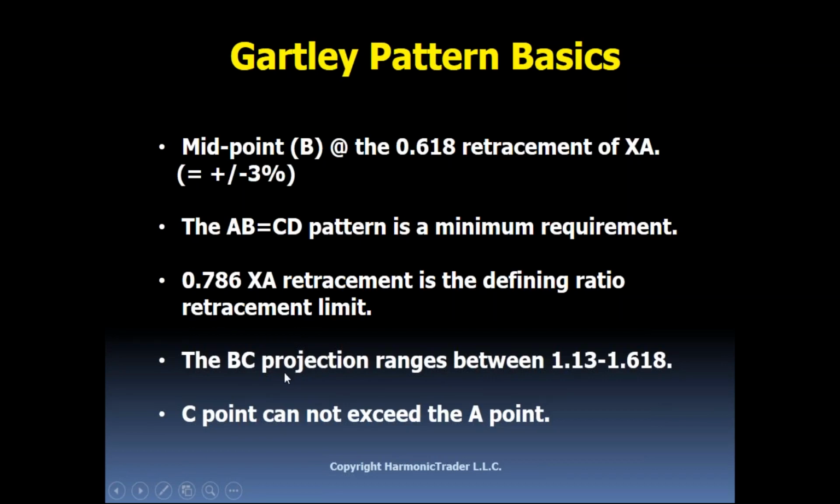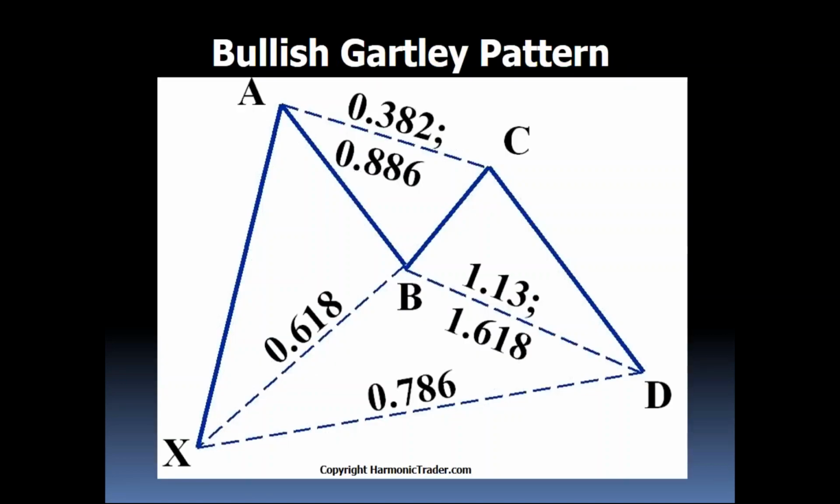And we also analyze the BC projection ranges. That's between a 1.13 and a 1.618. But again, that denotes the fact that this pattern is less extreme. It's a tighter configuration. Also note that the C point cannot exceed the A point, and that pretty much assures our M and W formations.